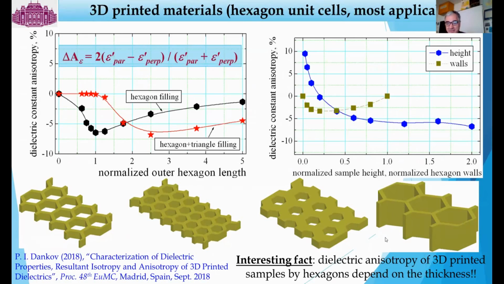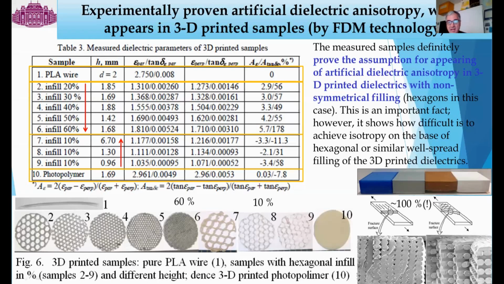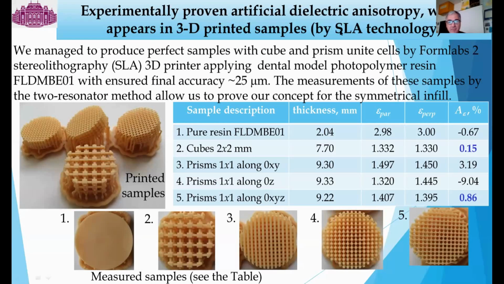A new interesting fact: dielectric anisotropy depends on the thickness. I can repeat, this is quite unusual. Dielectric constant depends on the thickness of the material. This is also new, and only by microwave methods can we obtain this effect. We proved this effect with 3D printing material, for example, for stereolithography.